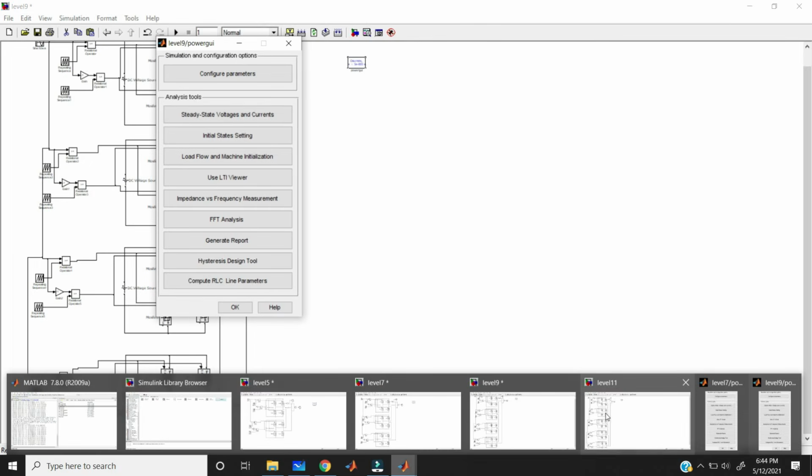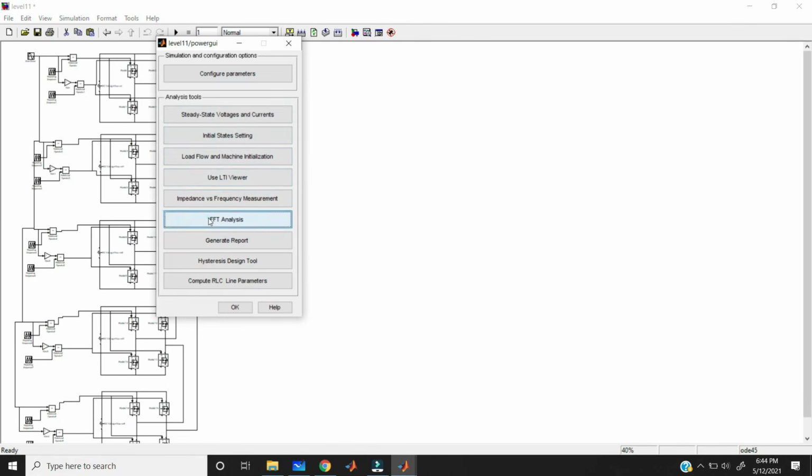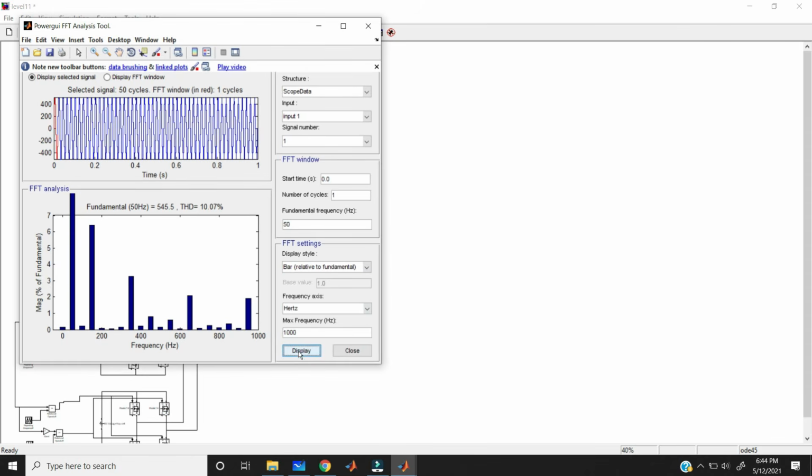And if you take the 11 level and do FFT analysis, click on display, then here you can get only 10% of the harmonics. Means here when compared to 5 level, 7 level, 9 level, in this inverter you can get a much lesser THD value. Okay, that is the use of increasing the level of the inverter.